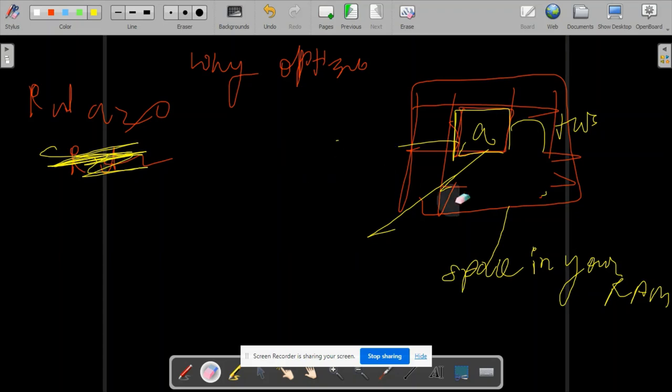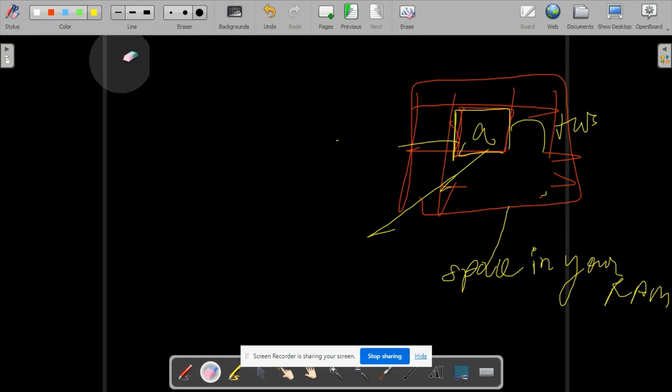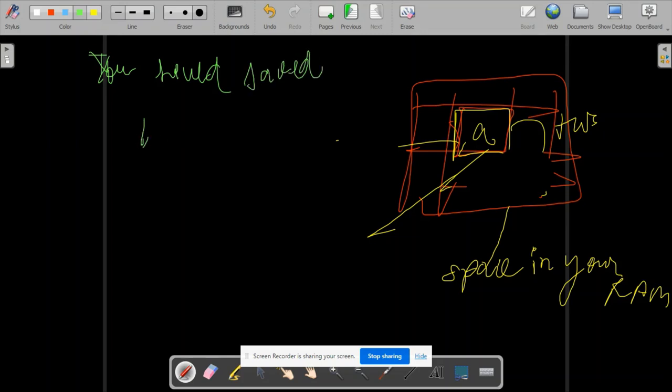It means you freed the RAM space by one variable. It means it is optimized. Space is a resource. It means you have saved some resources.